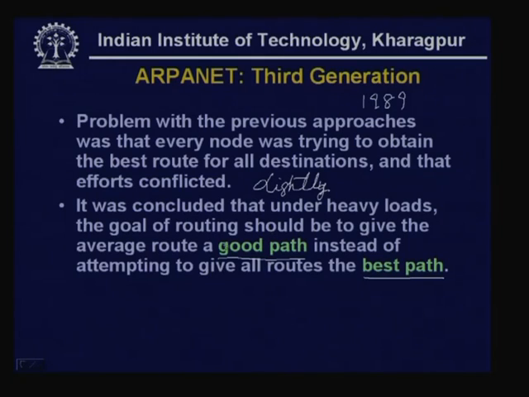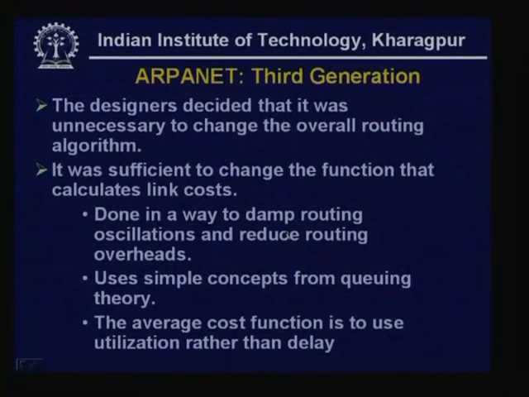The basic approach was not changed. However, there was a change in policy. Instead of forwarding towards the best path, it was forwarded towards a good path. As a result, the network or the subnet towards the best path will not get congested. So, the designers decided that it was unnecessary to change the overall routing algorithm. It was sufficient to change the function that calculates the link costs.